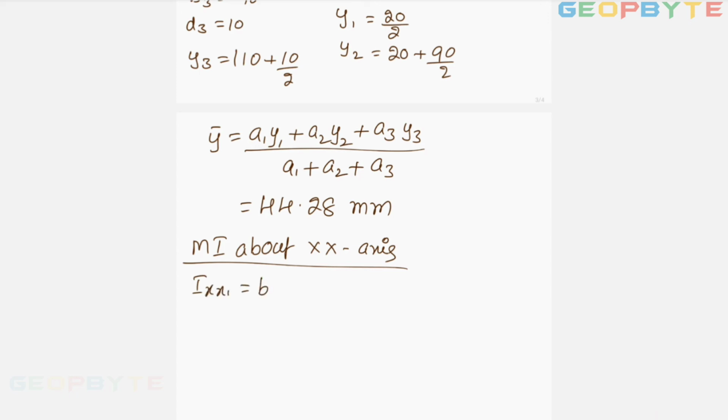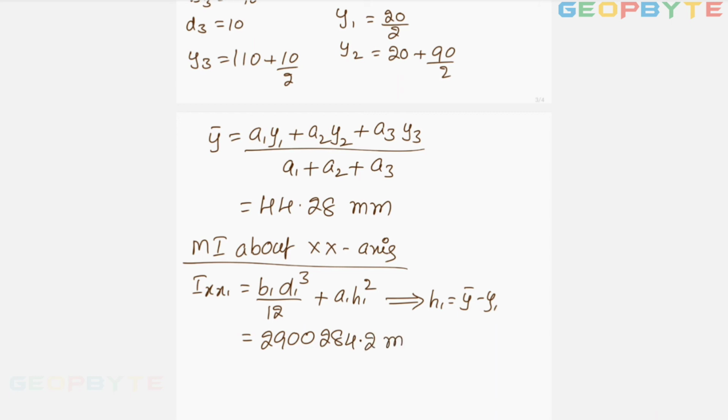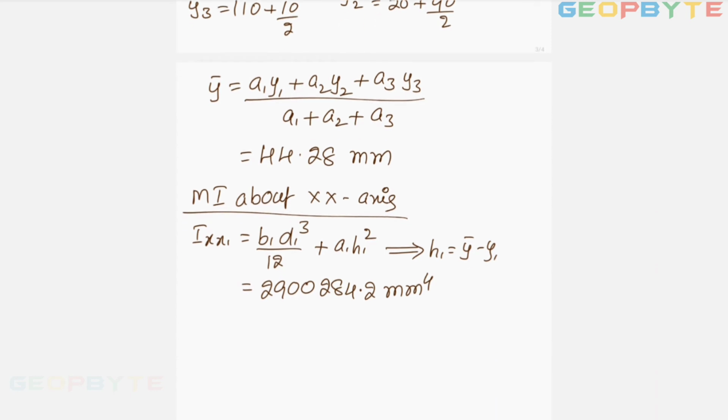Ixx1 equal to b1 d1 cube by 12 plus a1 h1 square. Here h1 equal to y bar minus y1. This value you simplify it for getting Ixx1 equal to 290028.42 mm power 4.